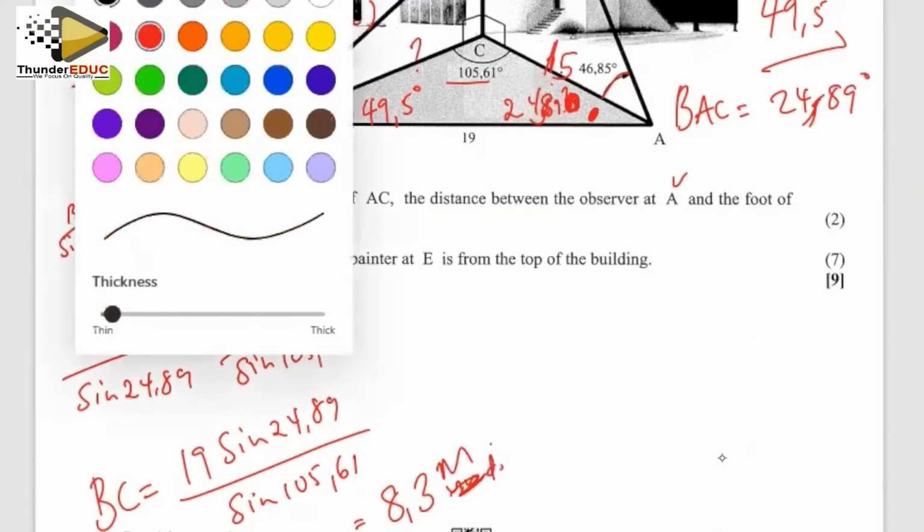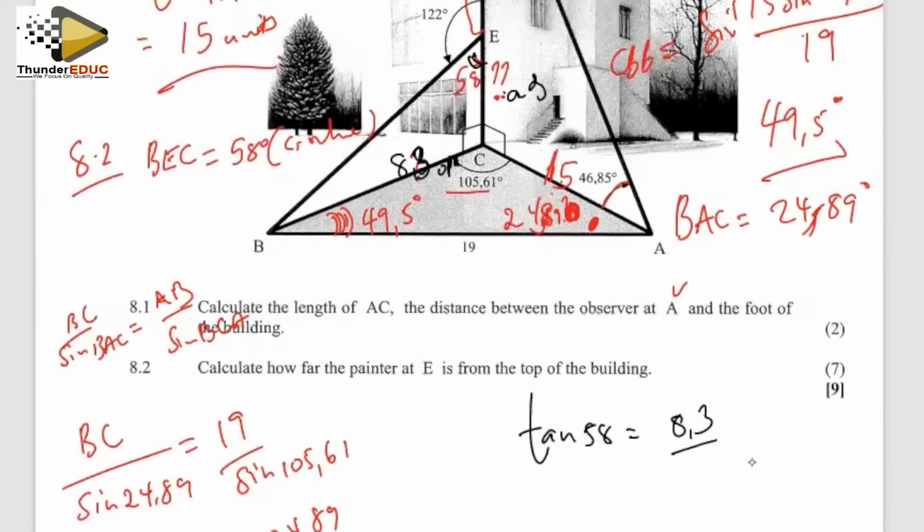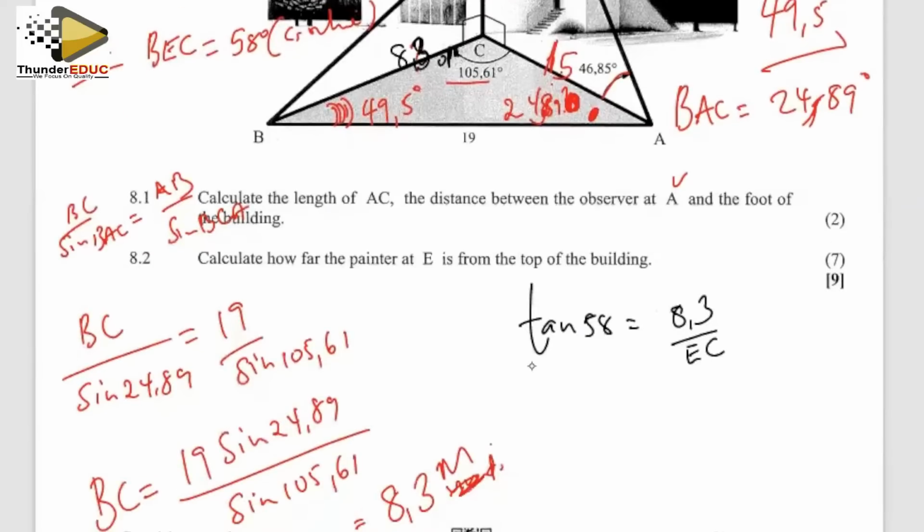So if that is 8,3, then we can use this angle and then the tan. Is it tan? Yes, because this is now the adjacent. This is the opposite of 58. So I'll say the tan of 58 is equal to the opposite, which is 8,3 over EC. Let's look for EC alone. EC is going to be 8,3 over the tan of 58. Let's do that. That's tan of 58. That gives me 5,19.